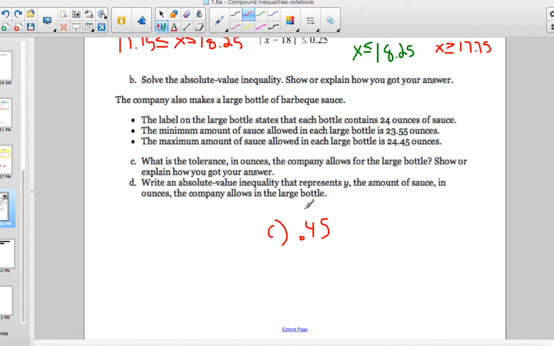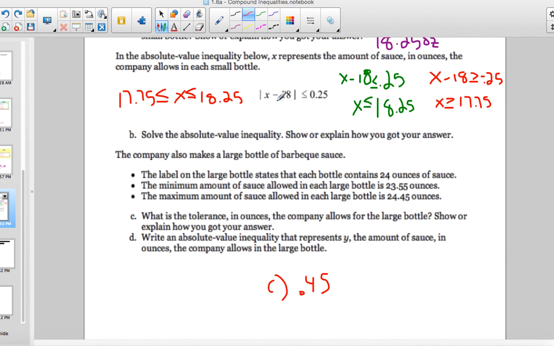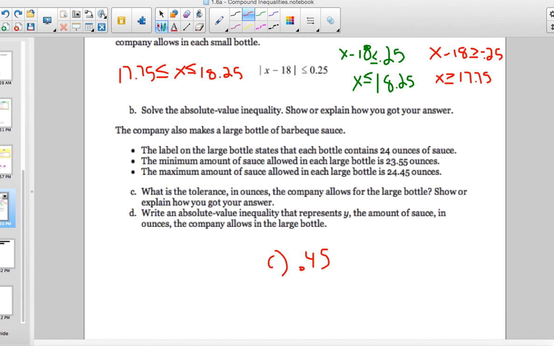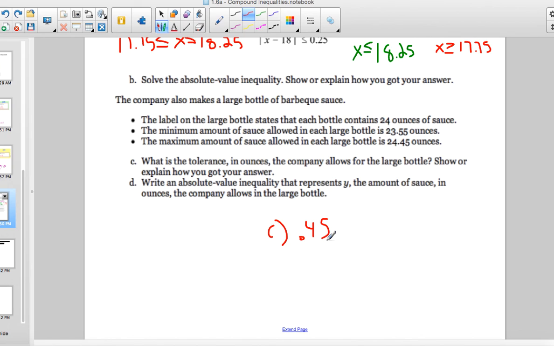So now you're going to write the absolute value inequality, which is kind of like working backwards from what they had here, which represents y, the amount of sauce in ounces that the company allows. So instead of x, you're just going to use y. So it's going to be y minus, here you had 18, so here we're going to have 24. And then less than or equal to the tolerance. You don't want to be bigger than the tolerance. You want to be less than or equal to the tolerance. And the tolerance was 0.45, right?